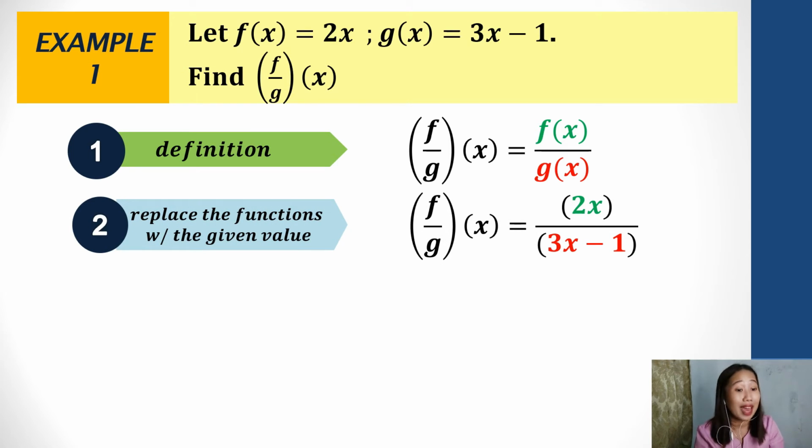F over g of x is equal to, ang f of x natin ngayon ay naging 2x since ito yung given. So, ayan, green siya, di ba? Over ang ating g of x, we have 3x minus 1.